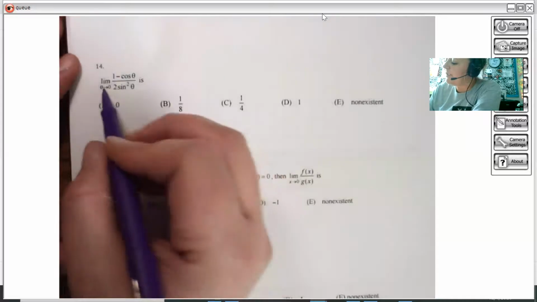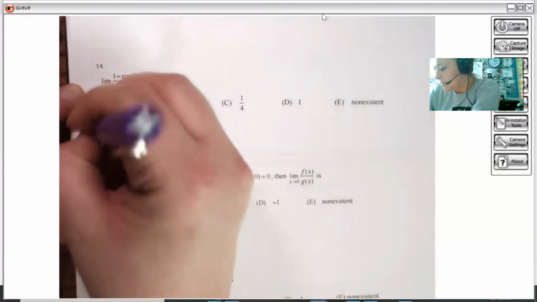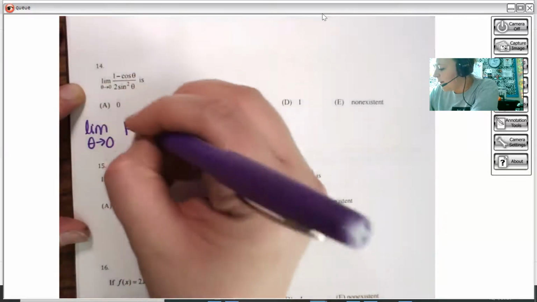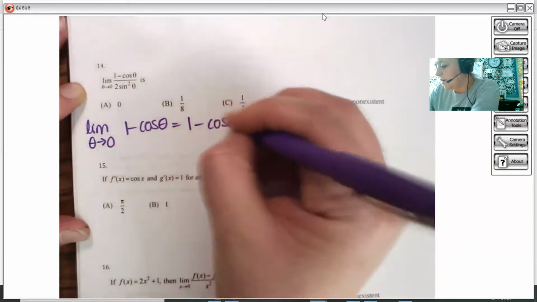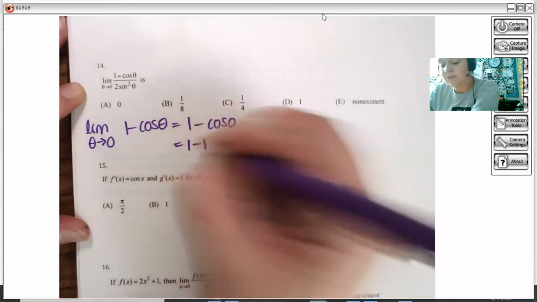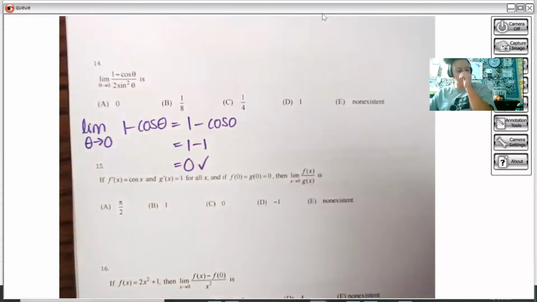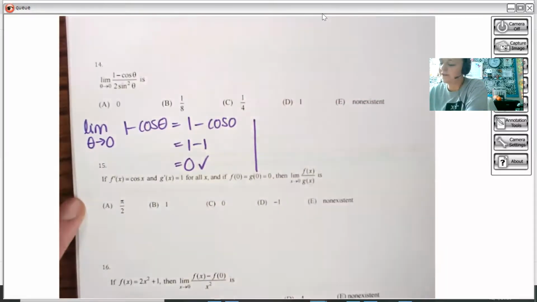Okay, so we're doing the limit as theta approaches 0. I'm going to do the top first, bottom second. Theta approaches 0 of 1 minus cosine theta. Well, that's going to be 1 minus cosine of 0. Cosine of 0 is 1. 1 minus 1 is 0. So the top limit came out to be 0. Now we're going to check and see if the bottom limit comes out to be 0.